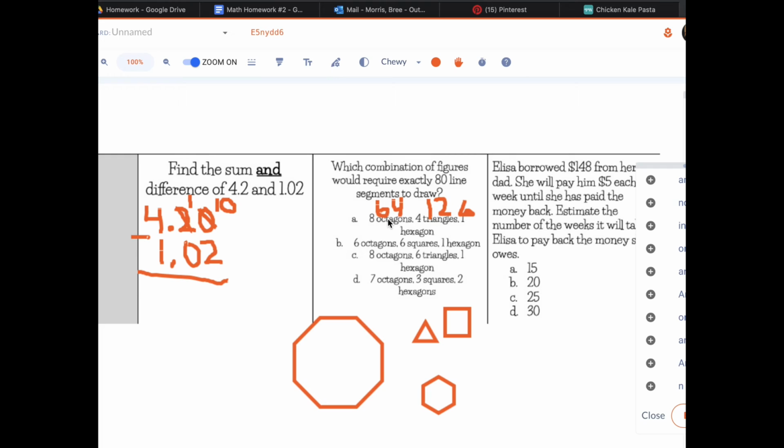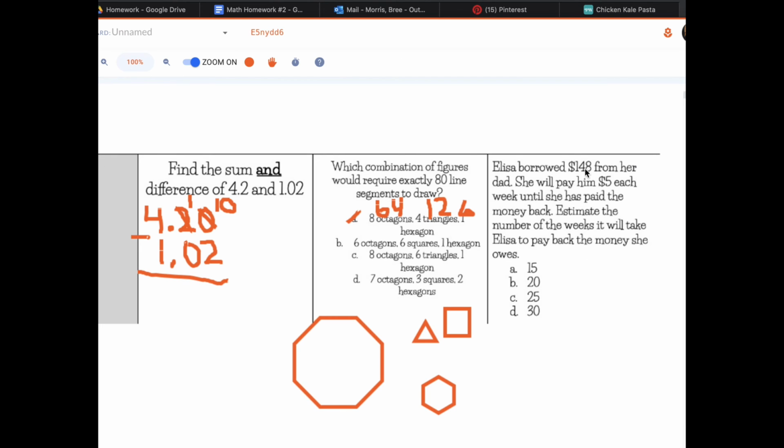So the next thing you're going to do is look through every answer option. 6 hexagons, well, I know that 6 and 8 went on a date and they came back as 48 line segments. And I know 6 squares times 4 sides is 24 sides. Okay, so you're going to do that for each one to find 80 line segments.